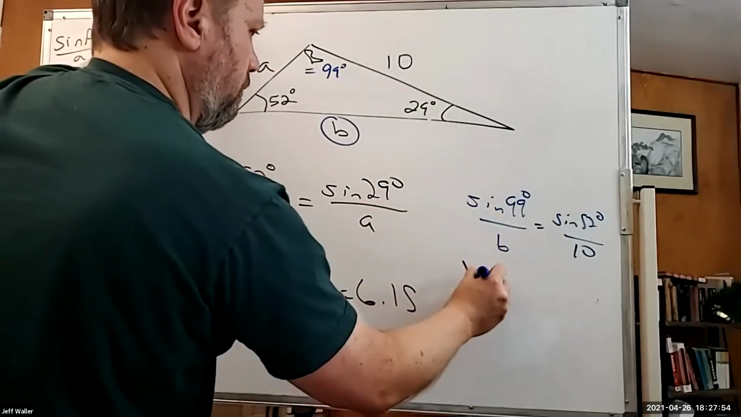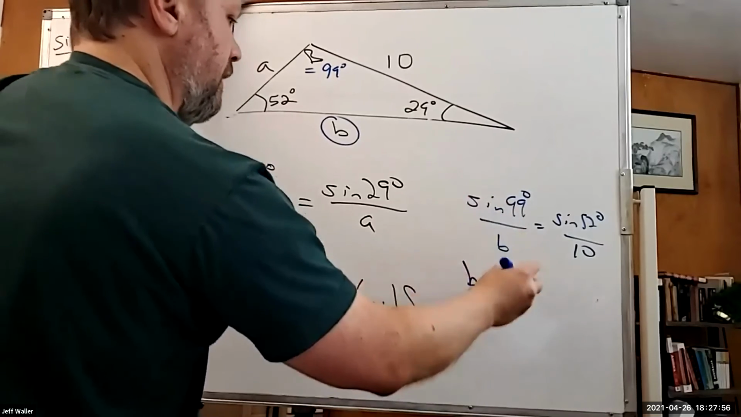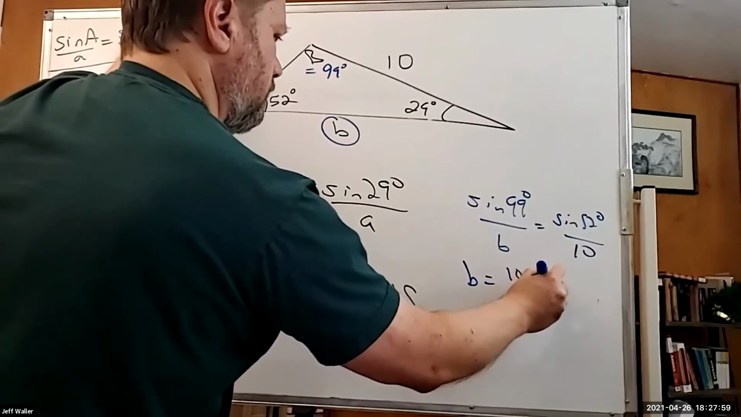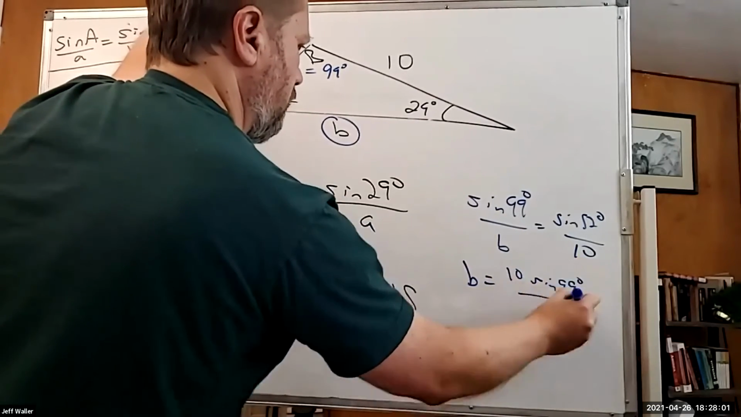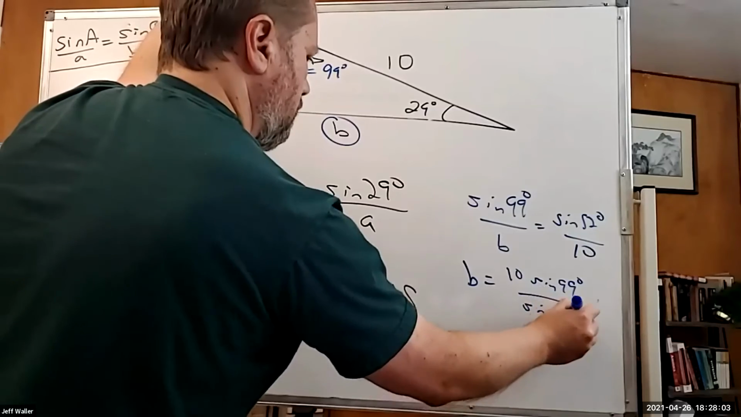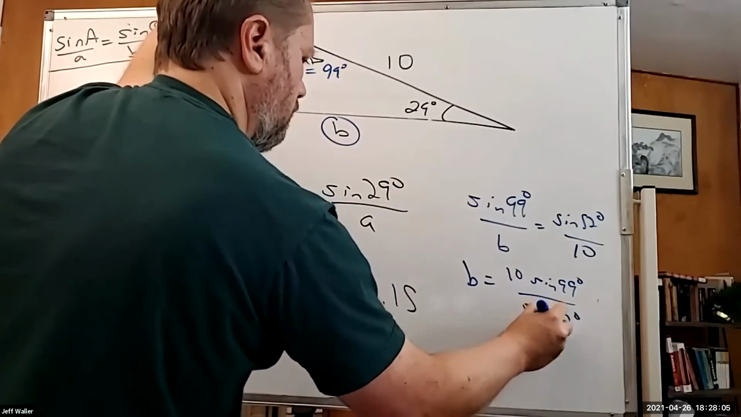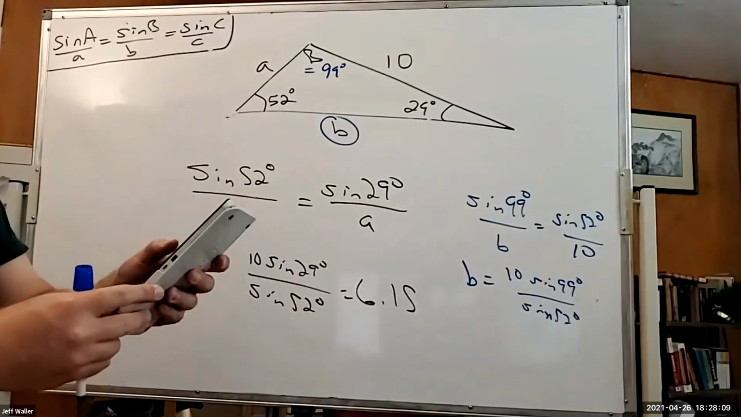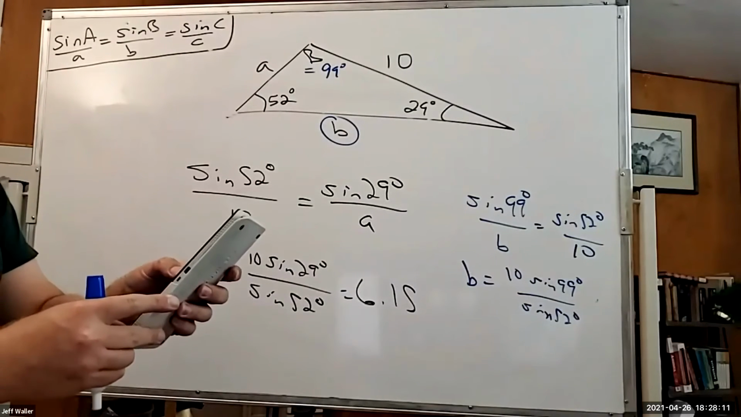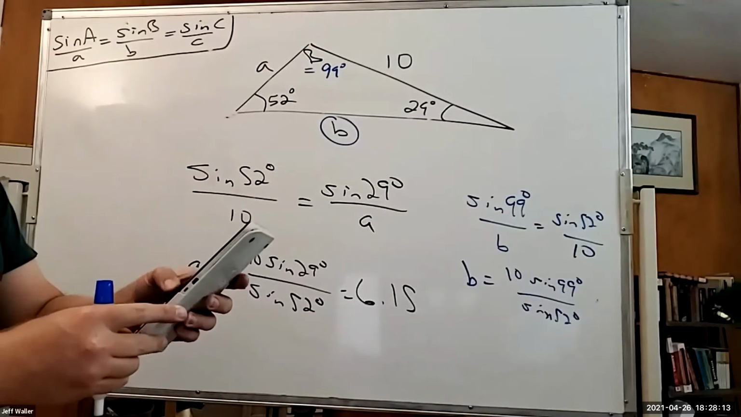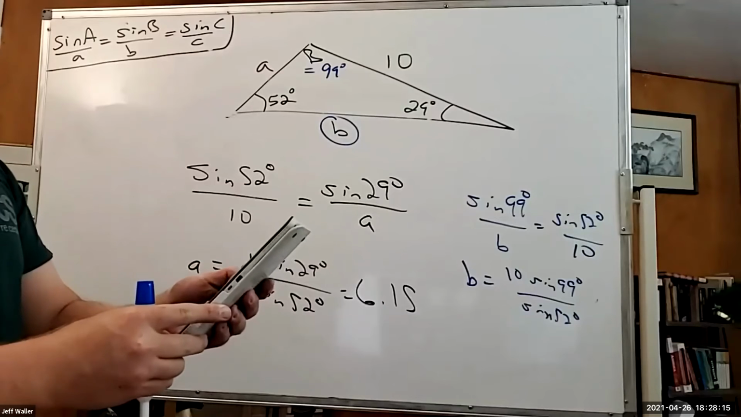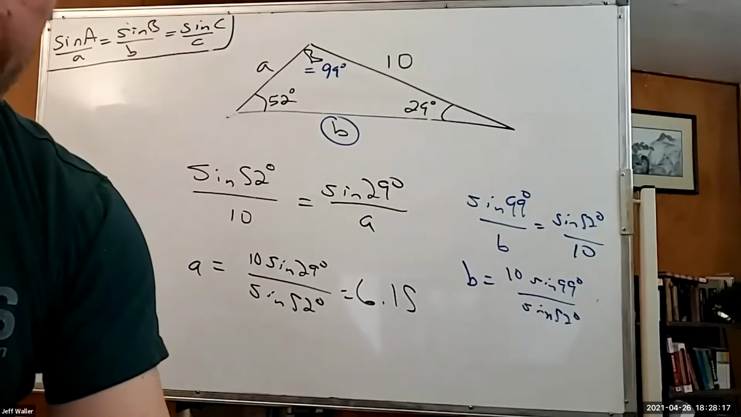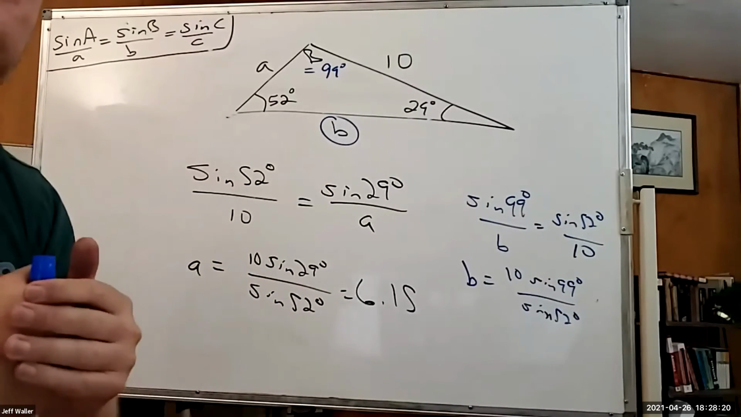If I do the same thing here, B will equal 10 sine 99 divided by sine 52. Somebody else, what do you get when you do that?